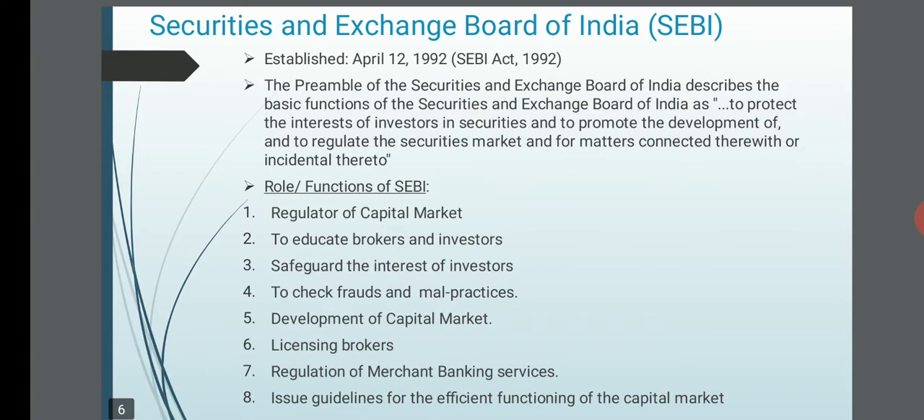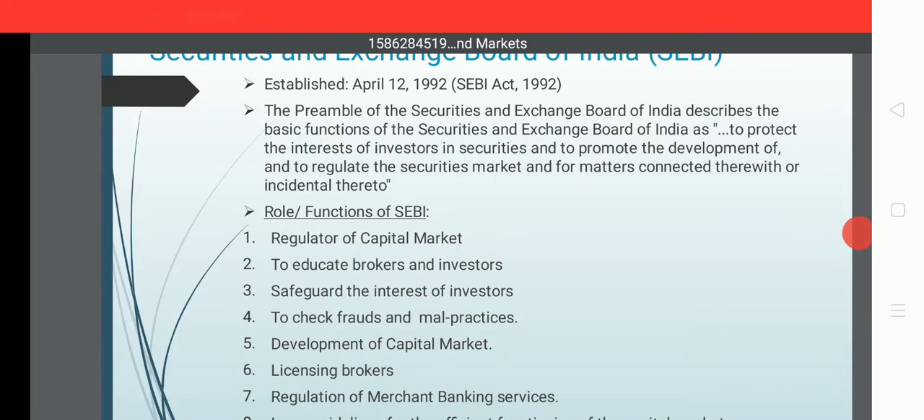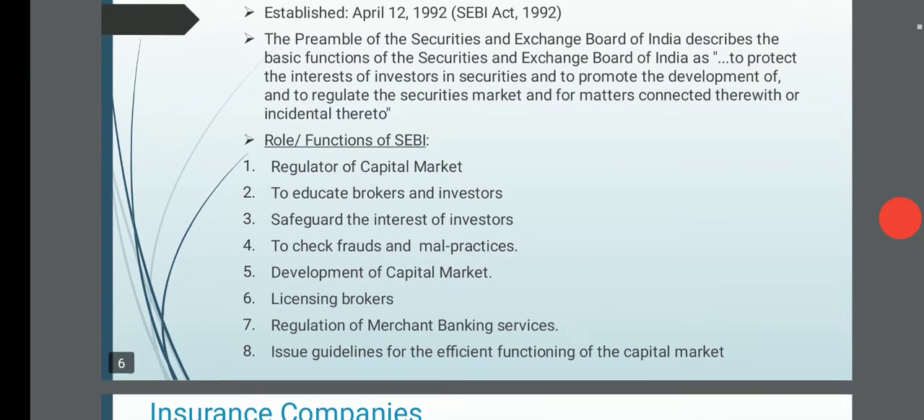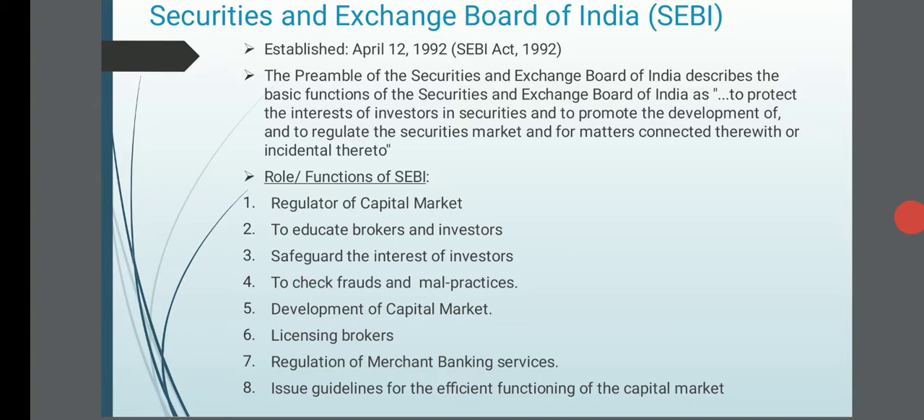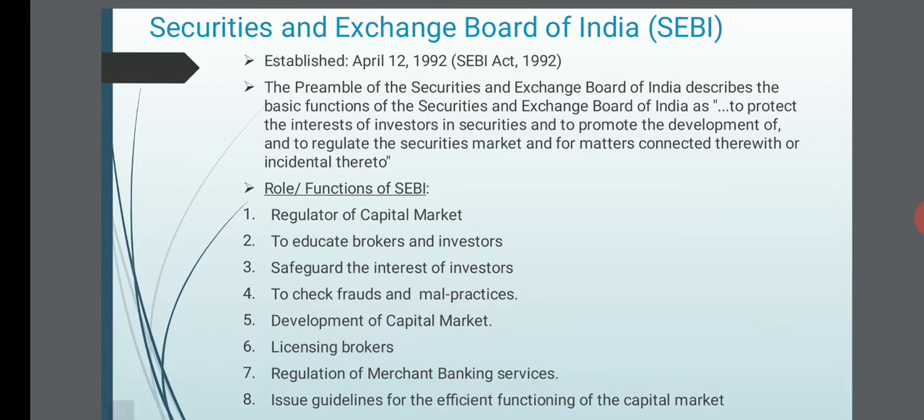Now let us go to SEBI, that is Securities and Exchange Board of India. It was established on April 12, 1992 under the SEBI Act 1992. The preamble describes the basic function of the Securities and Exchange Board of India: to protect the interest of the investors in securities and to promote the development of and to regulate the securities market, and for matters connected therewith or incidental thereto. SEBI is the regulator of the capital market in India. It also plays a very important role in educating brokers and investors.